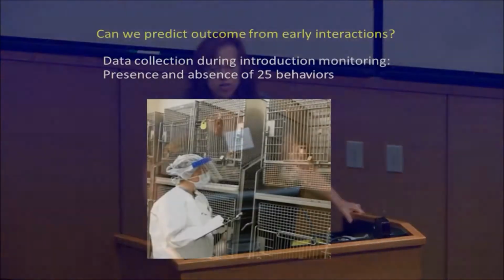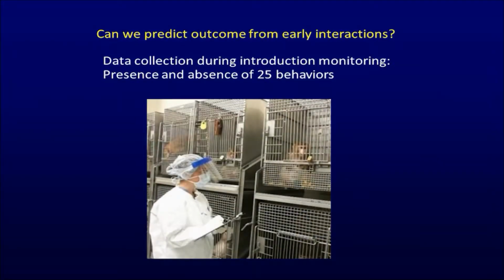Okay, so the holy grail of everything that my staff does is to try to be able to predict, to divine the outcome of an introduction from early interactions. We want to be able to stop an introduction that's going to fail as early as possible so the animals don't go through unnecessary stress or get wounded. So this is something that we would all like to be able to do.